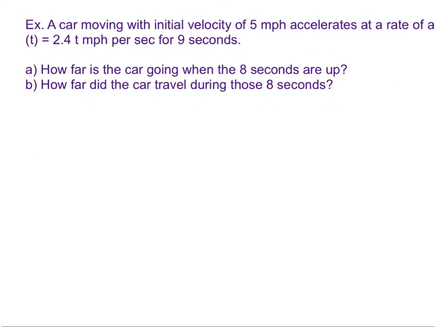So an example would be if we had a car that was moving with an initial velocity of 5 miles per hour, and it accelerates at a rate of f of t equals 2.4 t miles per hour per second for 9 seconds. And so we want to know, A, how far is the car going when the 8 seconds are up, and B, how far did the car travel during those 8 seconds. So you can see that in A, we're talking about displacement. And B, we're talking about total distance.